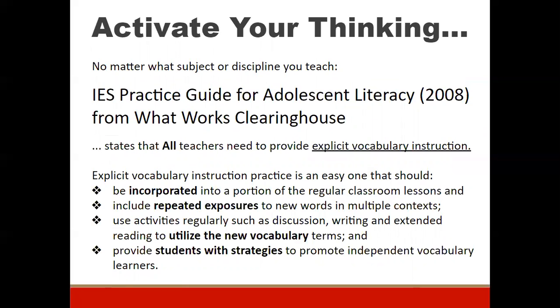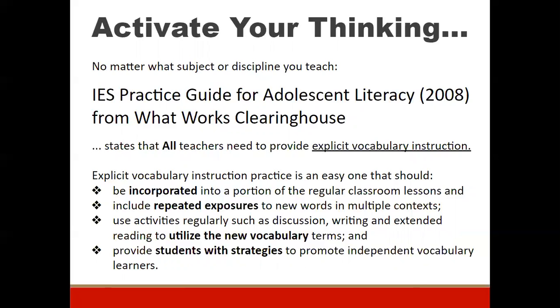As we discussed in the previous slides, Michael Graves' research identified 4 components or necessary parts of an effective vocabulary program, and the IES Practice Guide for Adolescent Literacy from What Works Clearinghouse reiterated many of Graves' thoughts. The guide states that the level of evidence supporting explicit vocabulary instruction is very strong when working with adolescent learners, and all teachers need to provide it. The IES Practice Guide gives overarching recommendations to consider for instruction, which are listed on this slide. Future webinars in this series will delve deeper into Anita Archer's specific steps and procedures to implement explicit vocabulary instruction, so stay tuned. Now stop the video for a quick activity to look at the 4 recommendations on this slide.